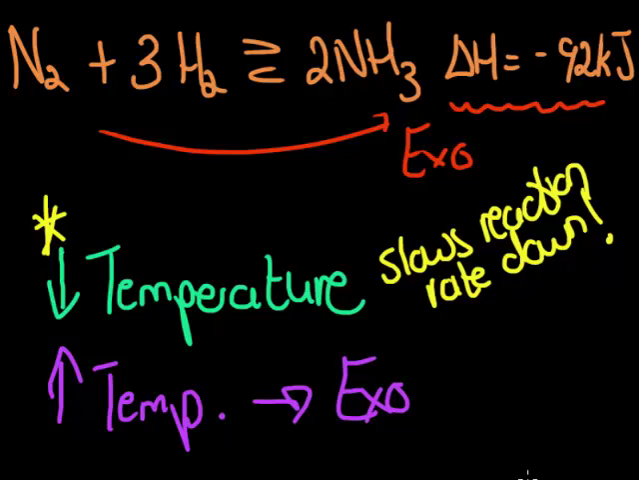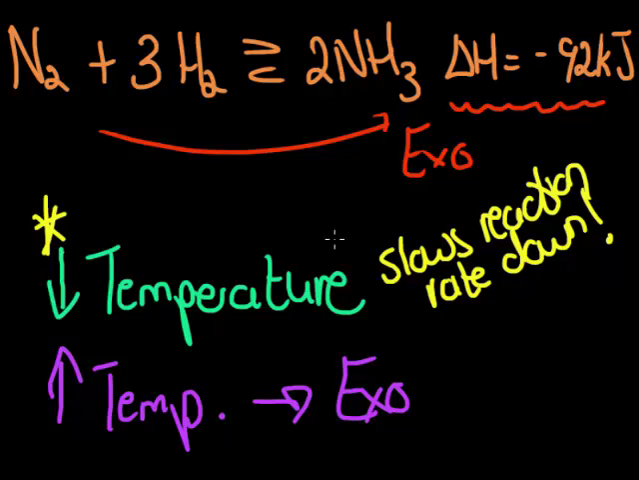We need this ammonia to be formed faster because of our production that we need to take into consideration. So therefore, a decrease in temperature is not an option. Even though it might favor the forward reaction, it's going to take too long to form the products.